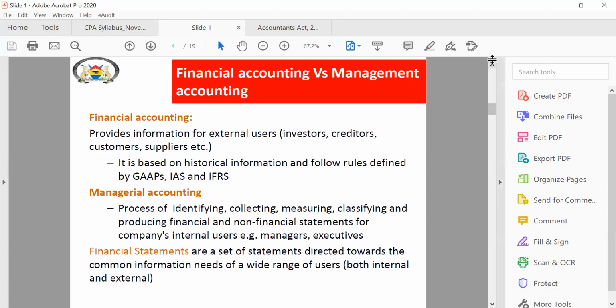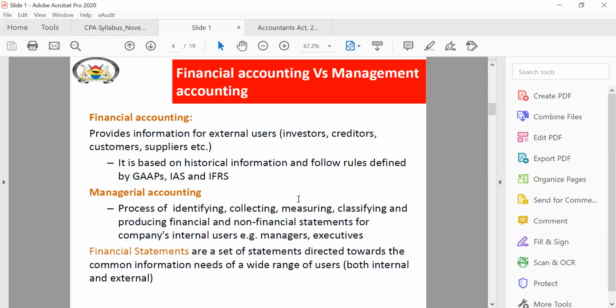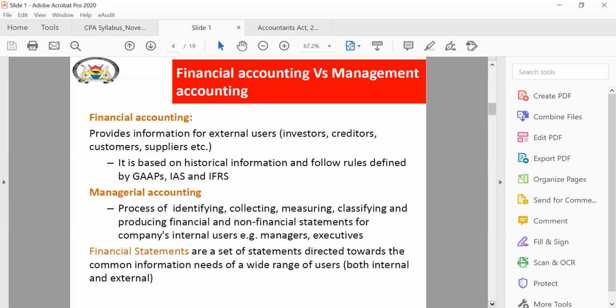So you've seen that I've been able to explain each of the different users of the financial information with the reasons why they're interested. So in the same way, if an examiner asks you about the different users of financial information, that is what you should do. Give the name and give the reason why they're interested, okay?